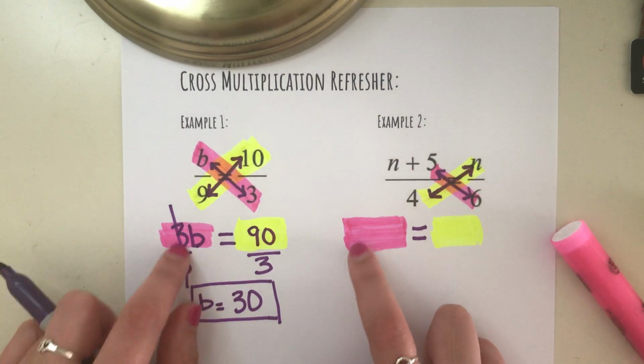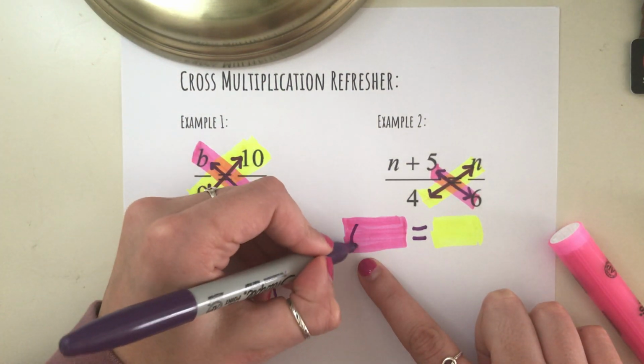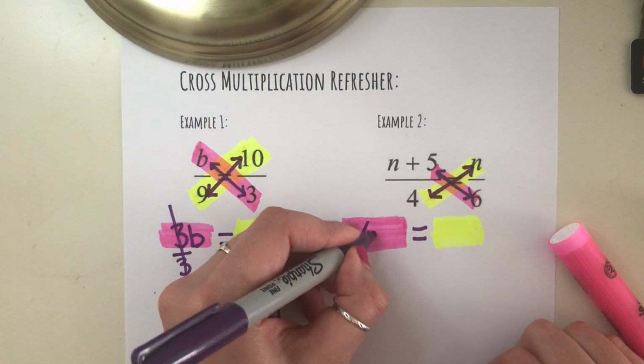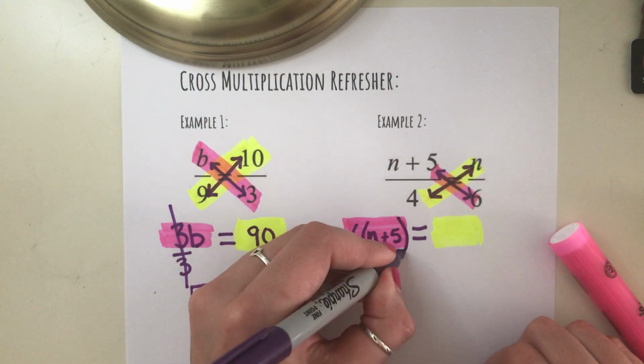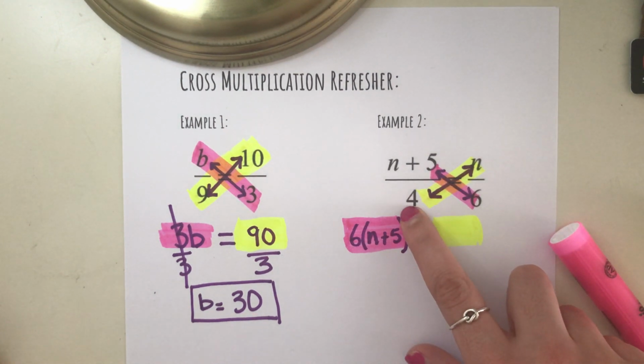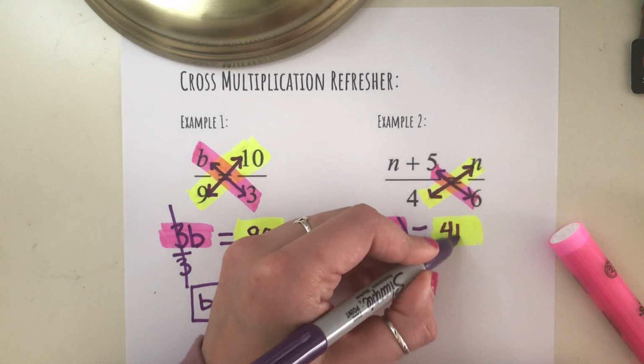I can't just multiply it immediately like I did here and know that it's 3b, so I should write it out. I'm going to write 6, open a parenthesis, and put in n plus 5. And over here, in my yellow box, I'm going to multiply 4 times n. 4 times n is just 4n.